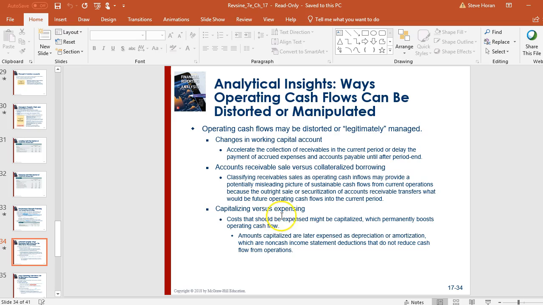And then capitalizing versus expensing. If an asset is capitalized, we then depreciate it versus something being expensed immediately. So if it's capitalized and later expensed, depreciation and amortization are non-cash items that don't reduce cash flow from operations. So if a company can begin to find some ways to creatively capitalize certain things versus just expensing them straight out, it may also then increase cash flow from operations. So just some little things to be thinking through and be aware of when it comes to the cash flow statement.